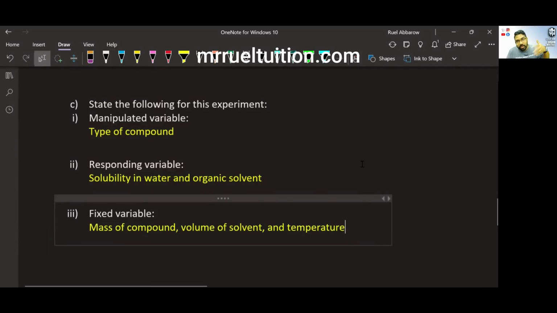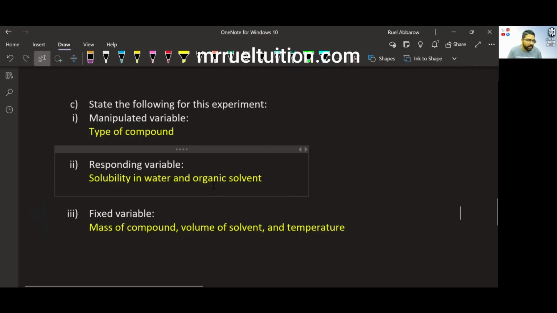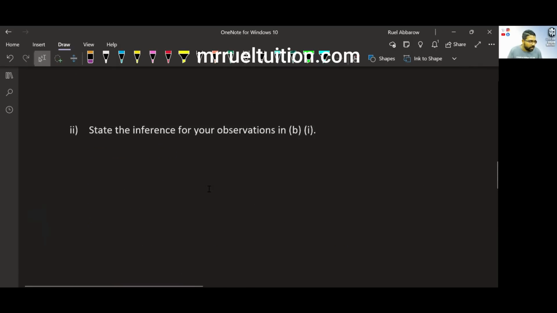Okay, the higher the mass of compound you use, the harder it will be to dissolve, right? Volume of solvent, the more solvent you use, of course, the easier it will be to dissolve. And then the temperature, the higher the temperature, the higher the solubility. So all this must be fixed for both the ionic compound and the covalent compound for us to make a fair comparison. Right? Okay, and now we can go on to tabulation of data.